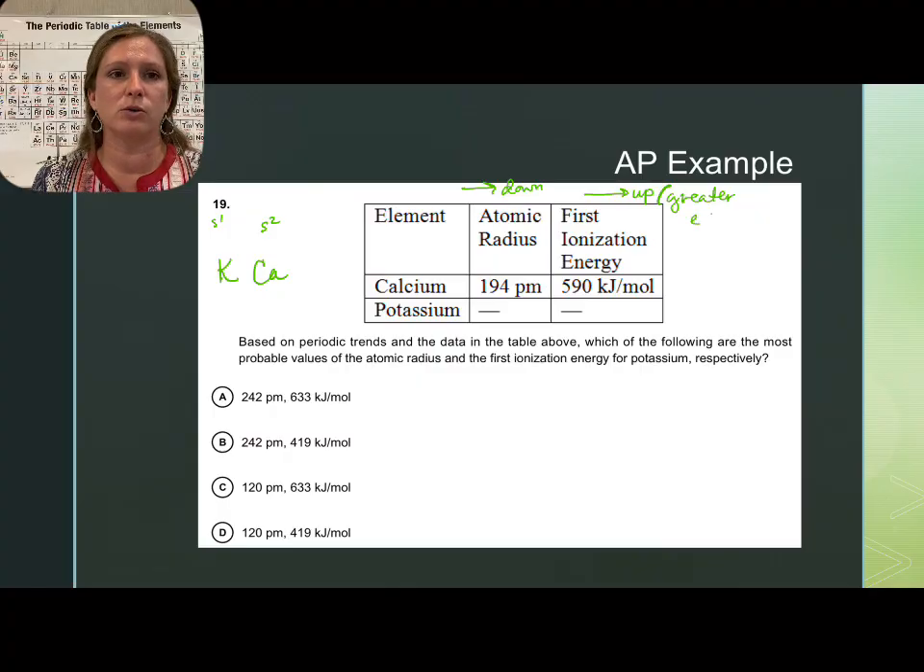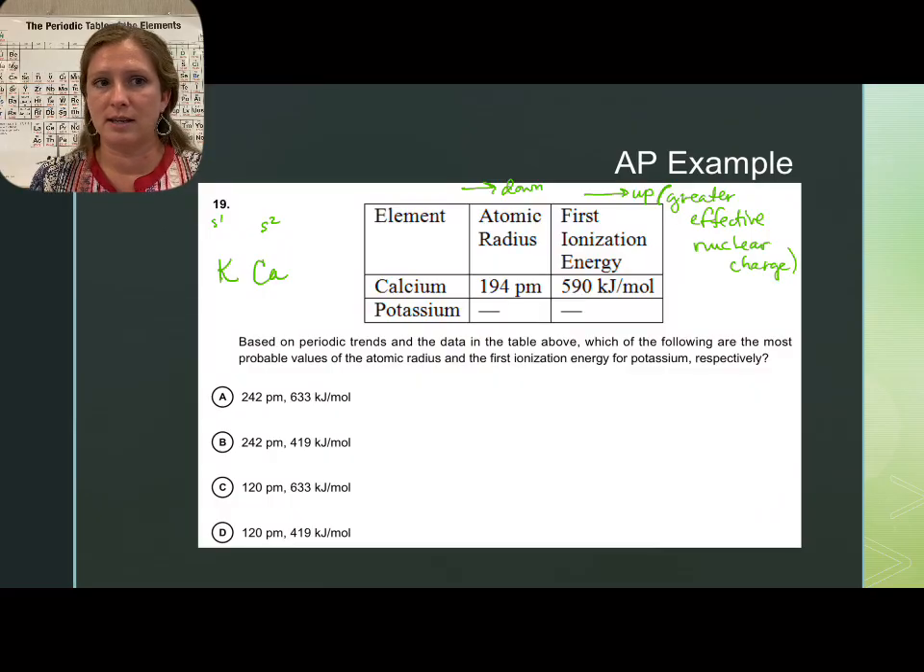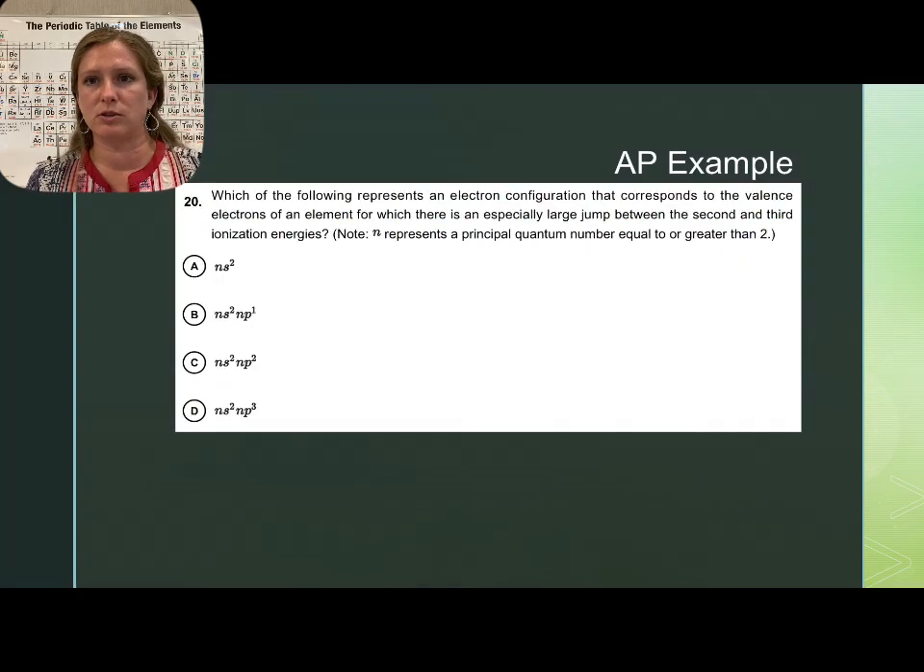So of these choices, we need something that has a smaller radius than 194. That means that we're limited to choice C and D. Both of those have a smaller atomic radius. We want the ionization energy to go up because it's harder to remove an electron that is more attracted to the nucleus. And so in this case, choice C is the best choice for those trends properly interpreted.